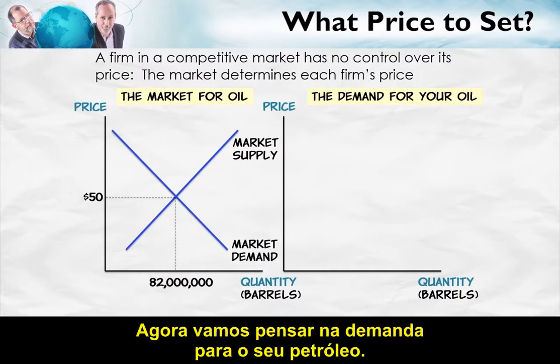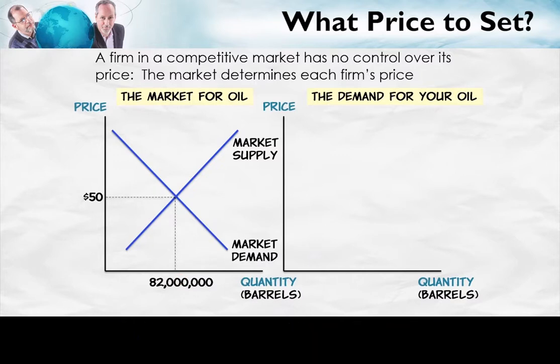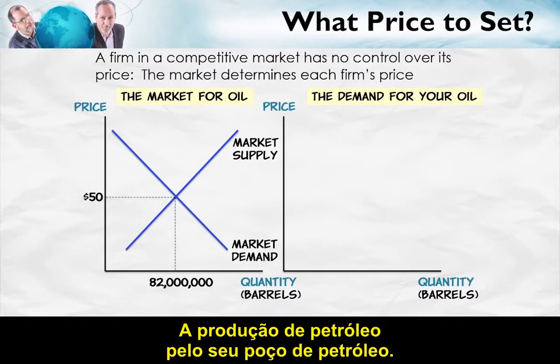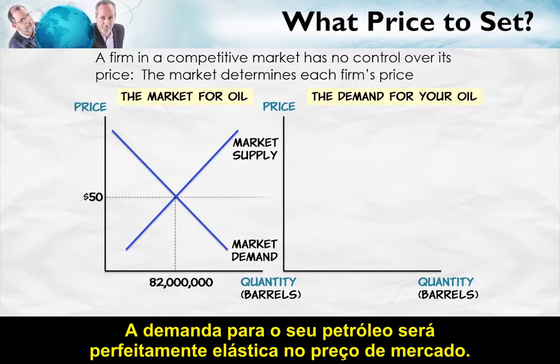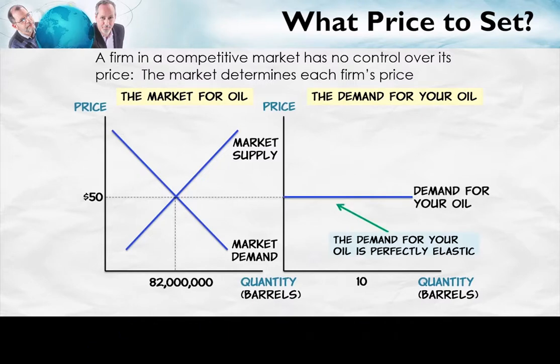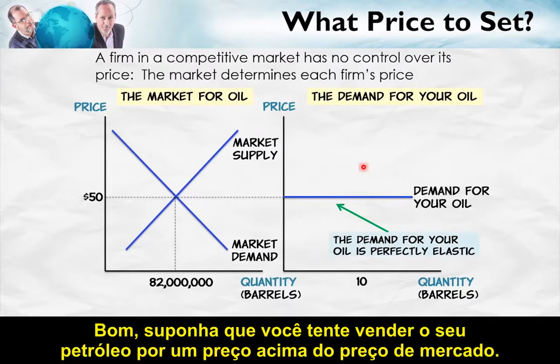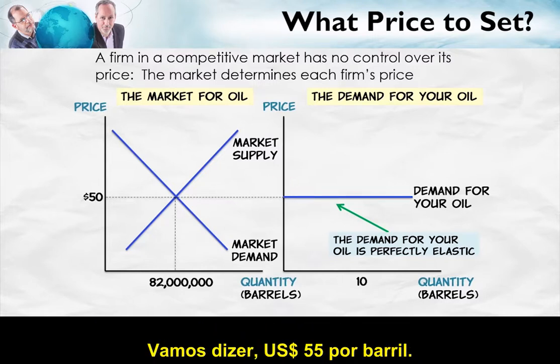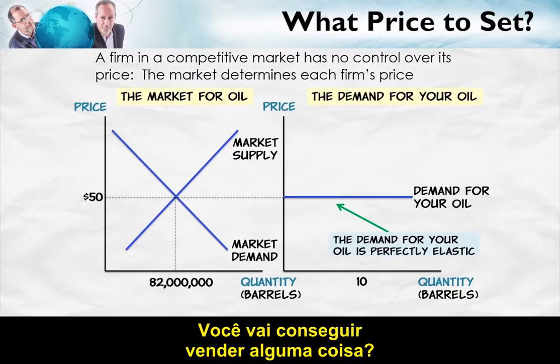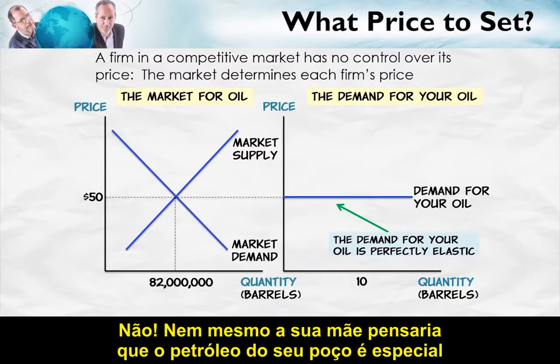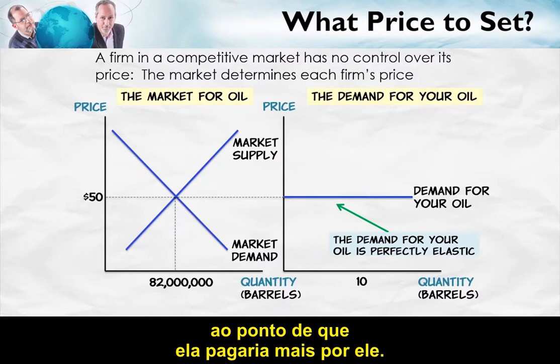Now let's think about the demand for your oil, the oil produced by your stripper oil well. The demand for your oil is going to be perfectly elastic at the market price. Now, what does that mean? What that means is, suppose that you try to sell your oil at a price above the market price, let's say $55 per barrel. Are you going to sell any oil? No, not even your mother thinks that the oil from your well is so special that she would be willing to pay more for it.